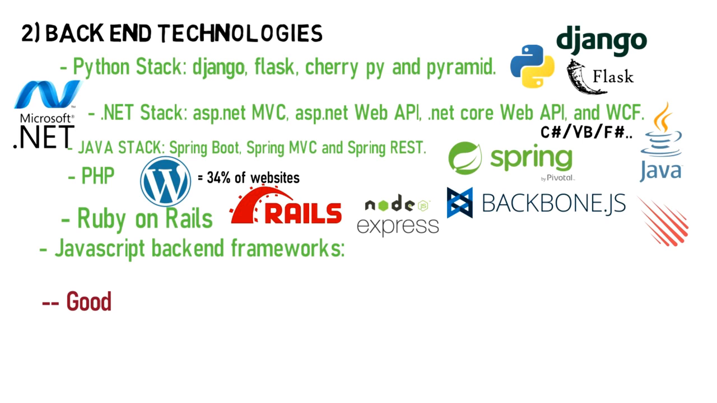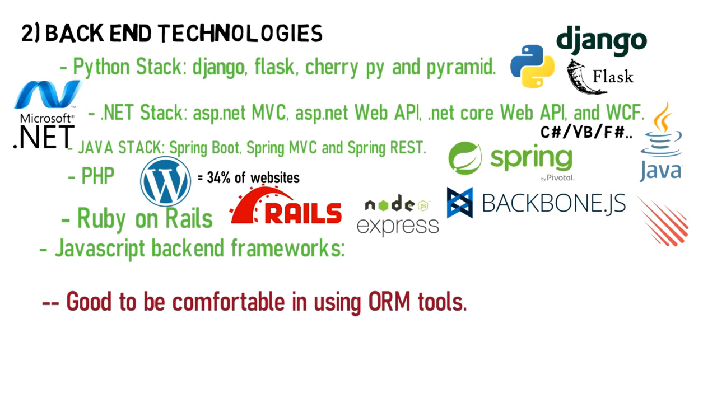It is good to be comfortable in using ORM tools. ORM, also called Object Relational Mapping, is a tool which helps you to interact with the database directly using your preferred programming language instead of having to learn SQL, or structured query language, which is the preferred language to interact with the databases. For .NET and C# as part of ORM, we have Entity Framework and NHibernate. For Java, we have Hibernate, iBatis, and Toplink. For Python, we have Django ORM and SQL Alchemy.